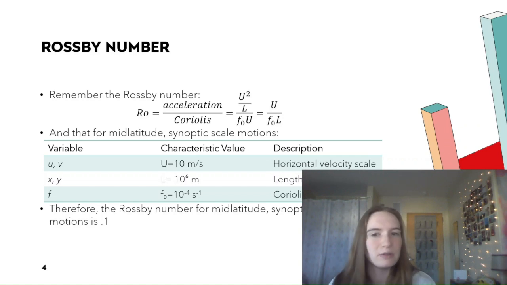That's a normal wind speed, right? L is 10 to the 6th meters, also normal for our large scale weather systems. And then our f naught is 10 to the negative 4th. So our Rossby number for mid-latitude synoptic scale motions is 0.1. That means if we have a 0.1, that's a geostrophic motion, okay?